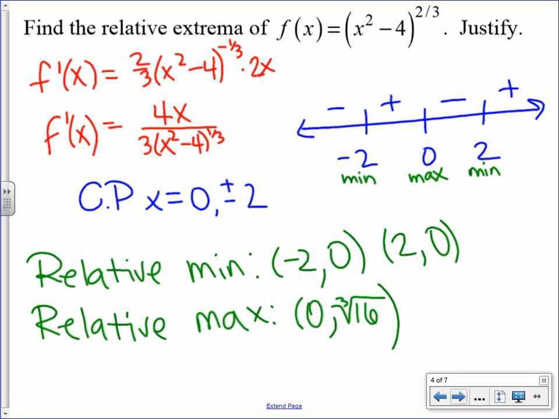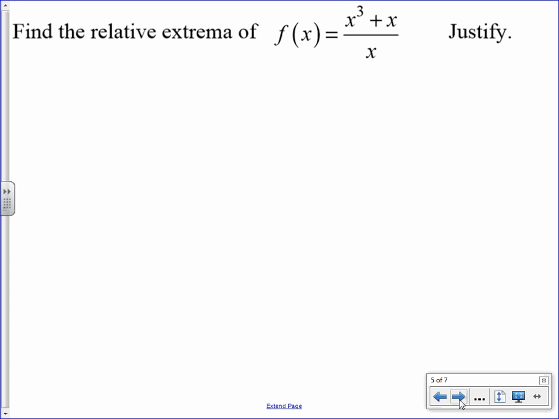Okay, one more algebraic example. Are the relative minimums always going to have a nice value? No. This was just kind of nice. So relative extrema. Why is it called extrema? Yeah, because they're extreme.